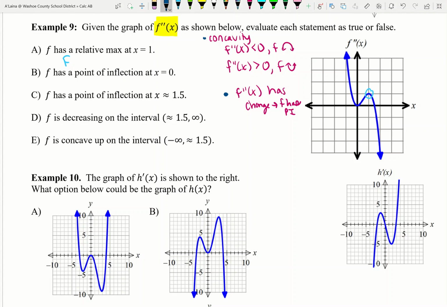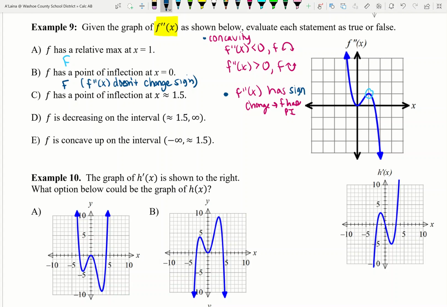And part B, f has a point of inflection at x equals 0. Close. Points of inflection can occur where the second derivative equals 0, as long as there's a sign change. There needs to be a sign change in order for there to be a point of inflection. If the second derivative touches the x-axis and bounces off, there's not a point of inflection because we didn't have that sign change. In this particular instance, f double prime stayed positive. And so we do not have a point of inflection.